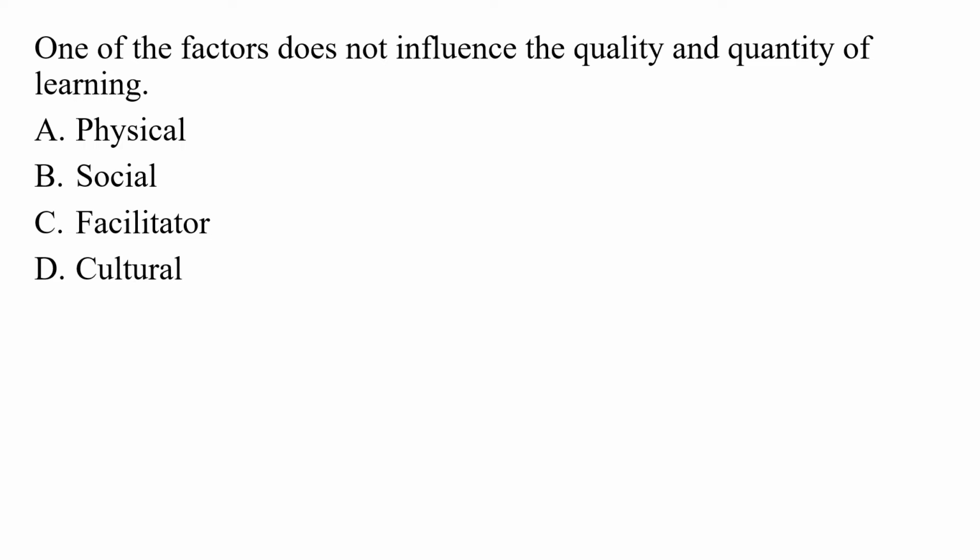One of the factors does not influence the quality and the quantity of learning. So in this question they ask you which factor does not influence the quality and the quantity of learning, for which the first option is physical, then social, then facilitator, and the last one is cultural. The factors that influence learning are the physical factor, mental factor, psychological factor, external factor, and social factor.